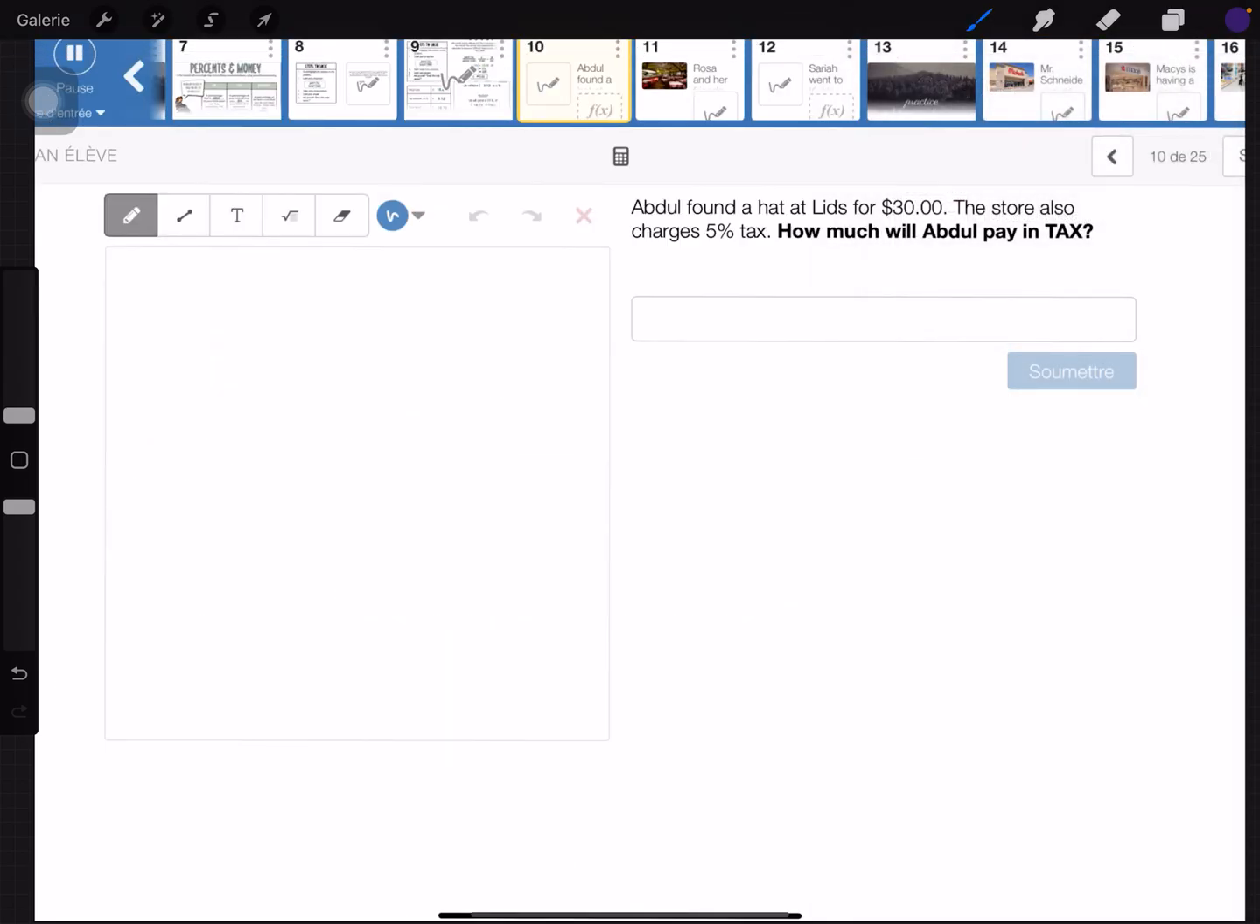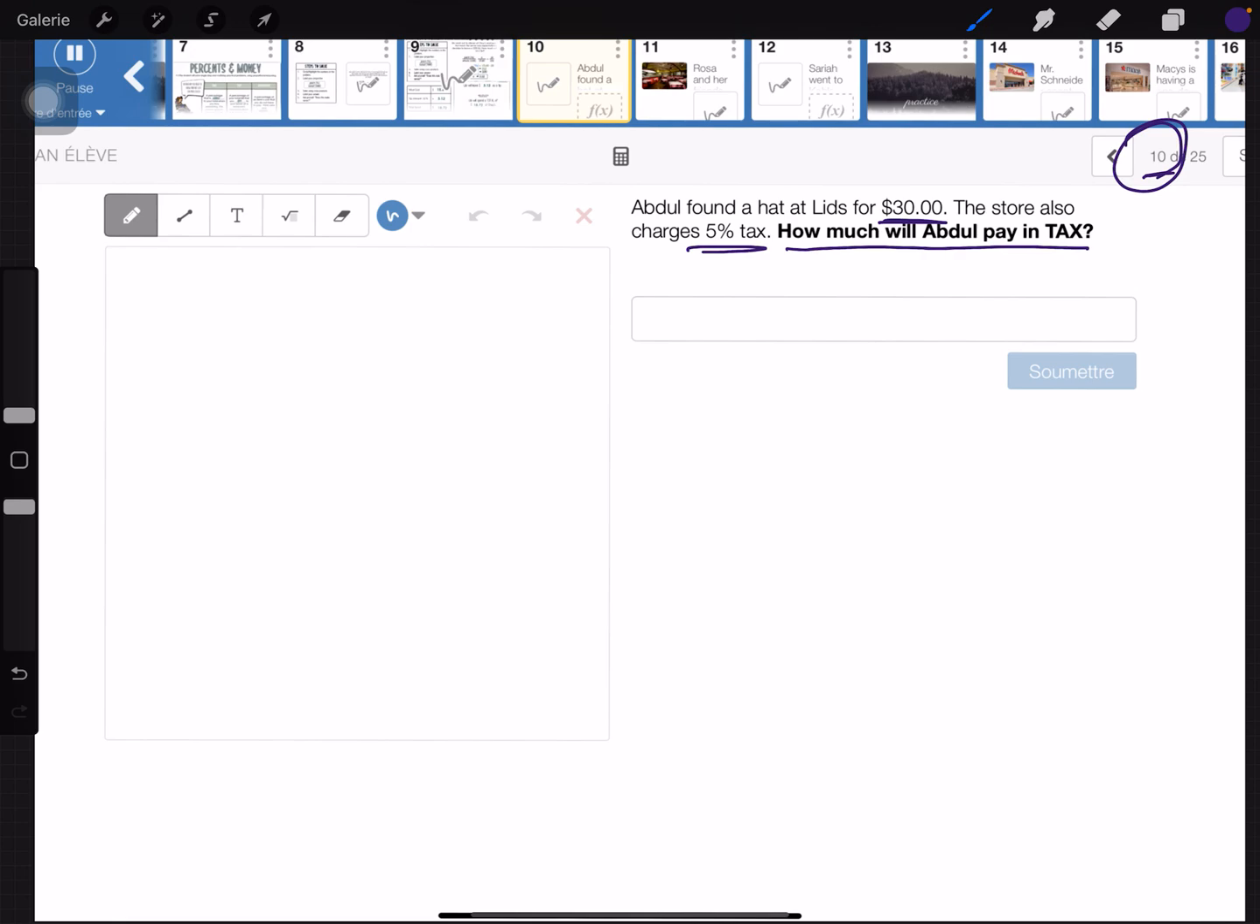I'm going into the Desmos. This is slide number 10. If you want to follow along, you guys can find this on Desmos. So our problem says, Abdul found a hat at Lids for $30. The store also charges 5% tax. How much will Abdul pay in tax?